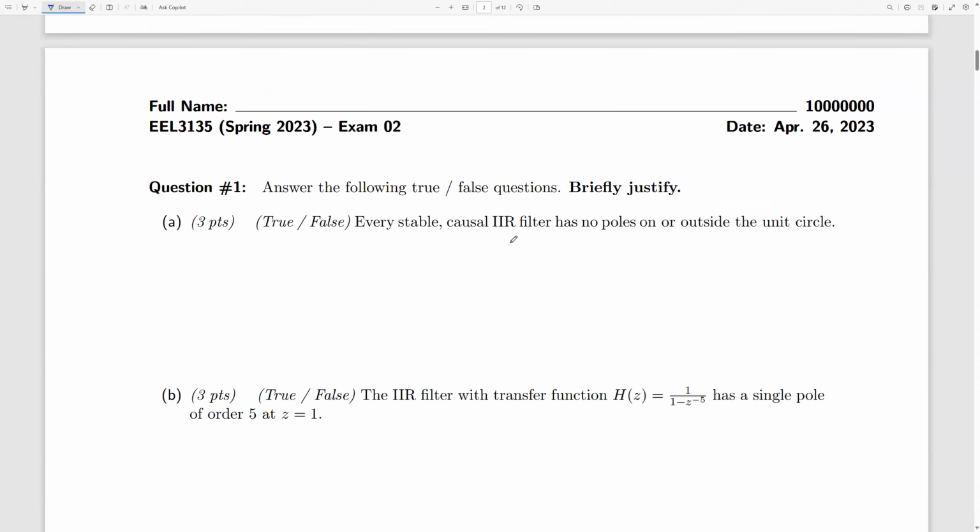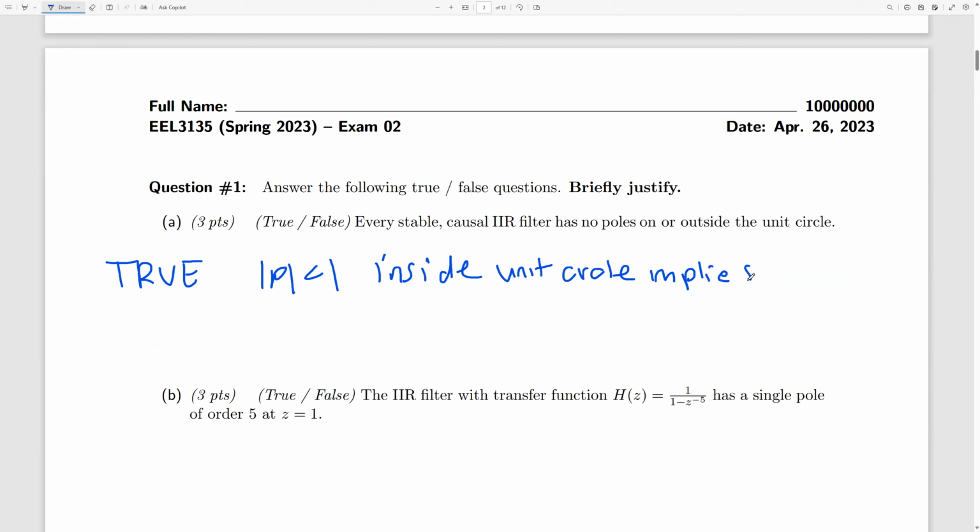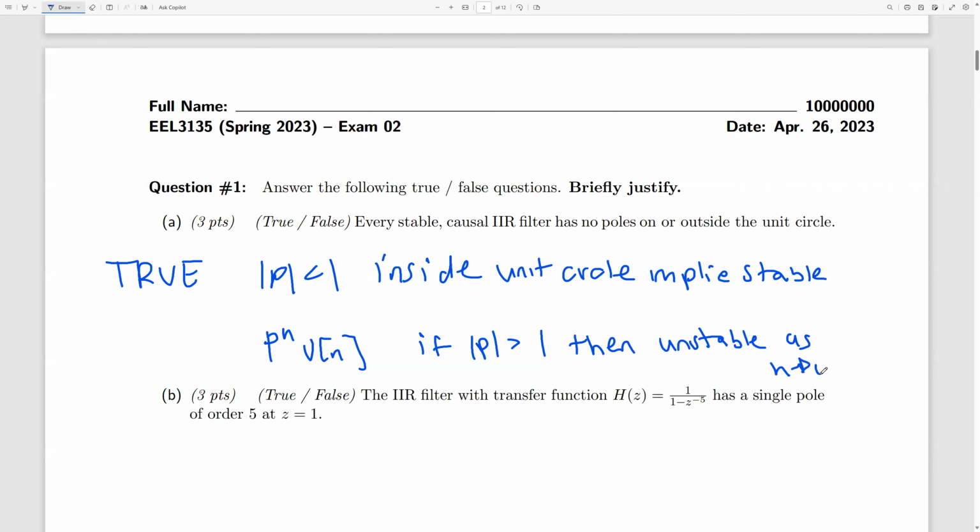Part A: every stable causal IIR filter has no poles outside the unit circle, and this one is definitely true. How we define stability is if all the poles are inside the unit circle, with magnitude less than one, then that implies that the system is stable. By definition, because in the analogy of the impulse response, you'll get something of the form p to the n, u of n, in which case, if p is greater than one, then it will be unstable, it'll diverge as n goes to infinity.